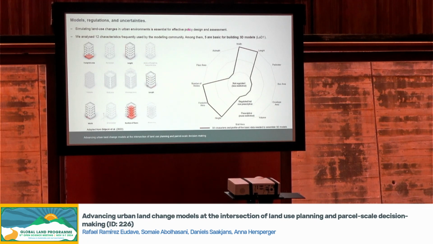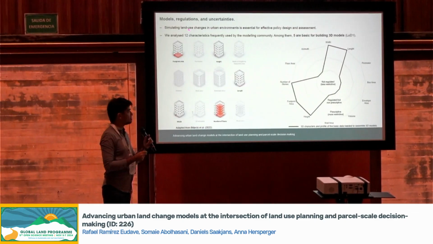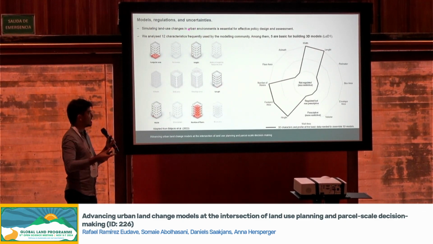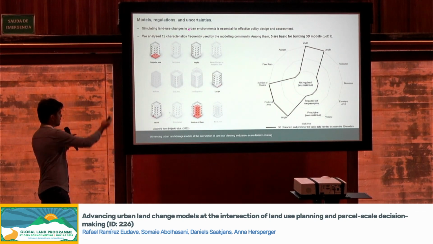Simulating land use changes in urban environments is essential for assessing the effectiveness of policies, design and assessment. So we started by analyzing 12 characteristics that are frequently used by the modeling community in different disciplines and works, and we determined that 5 of them are absolutely necessary for building 3D models in a level of detail 1. These are the 12 different characteristics we obtained from this literature review, and then we discovered that width, length, number of stories, footprint area, and height give enough information for obtaining these kinds of models.